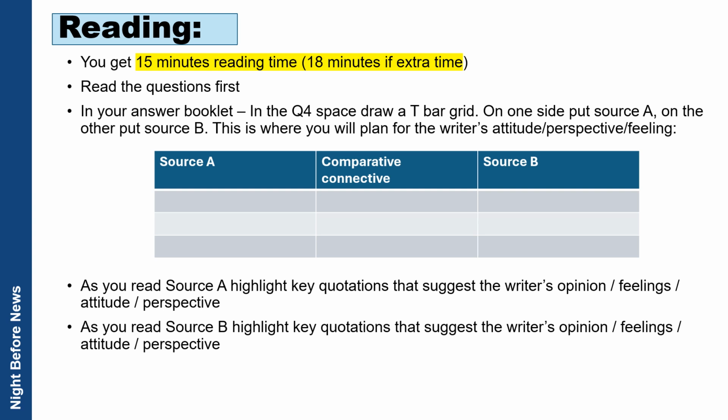And in your answer booklet, for the question 4 space, you can draw yourself a T-bar grid, on one side putting source A and the other side for source B, where you'll jot down some ideas about what the writer's attitudes, perspectives or feelings are. When you read through source A, you could highlight any quotations that you might want to use that really help convey the writer's opinion or feelings or attitude or perspective. Do the same for source B.